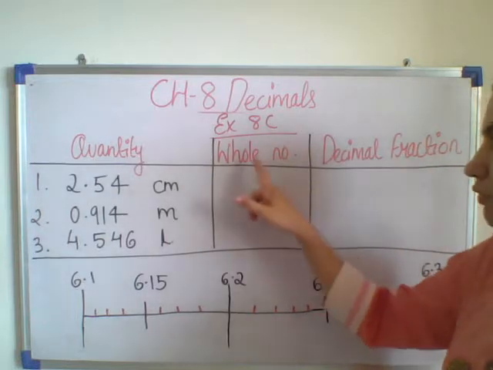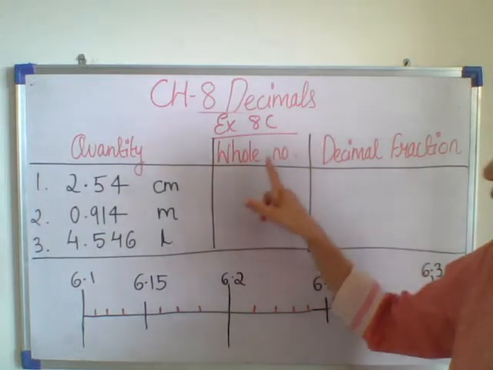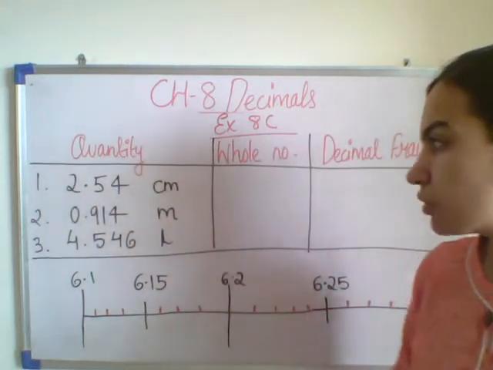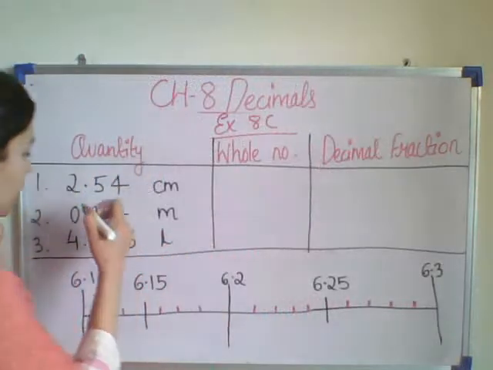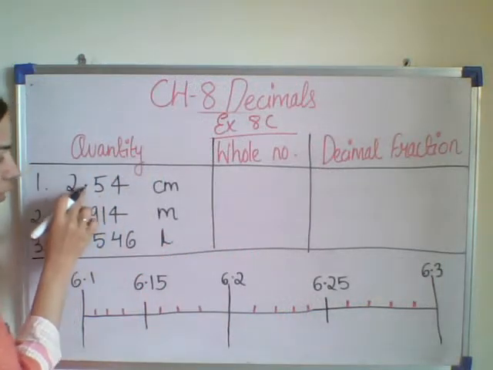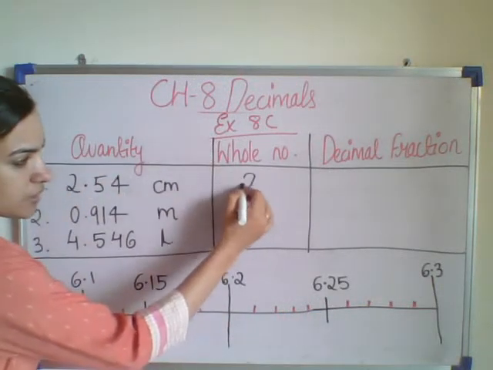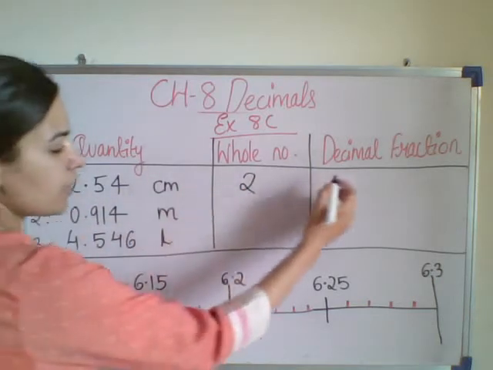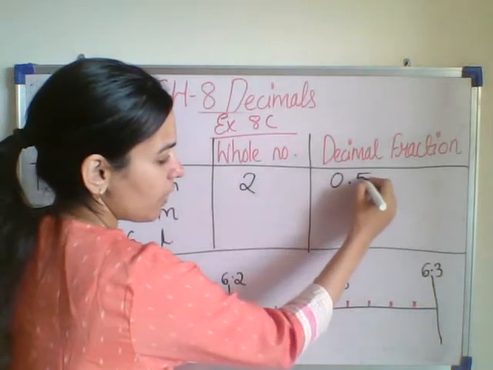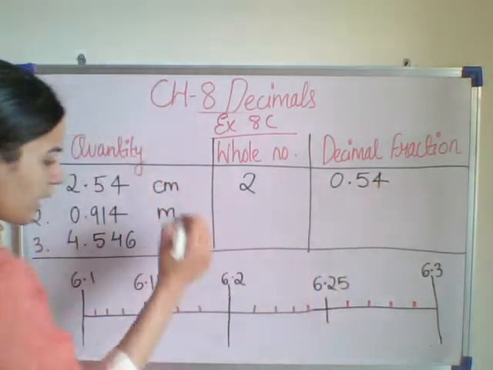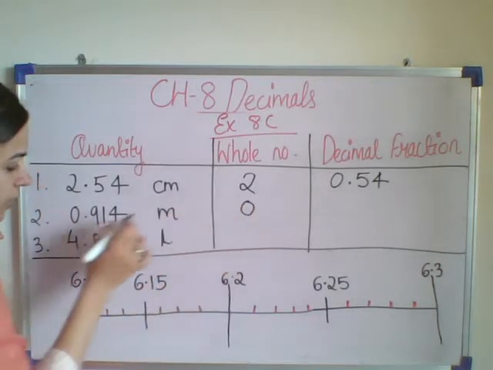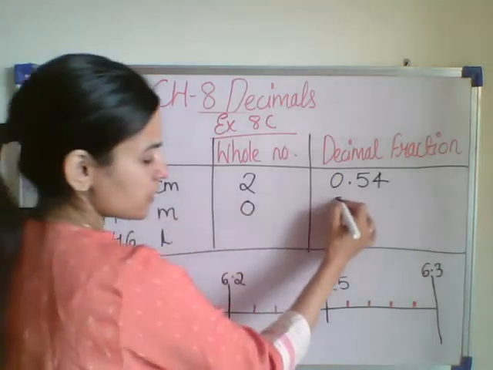So, first, you have to write the whole number. 2.54 centimeter. So what is the whole number here? Whole number, it is just before the decimal. So 2 is the whole number and decimal fraction we will be writing it as 0.54. Next, here what is the whole number? No whole number is there because here is 0.